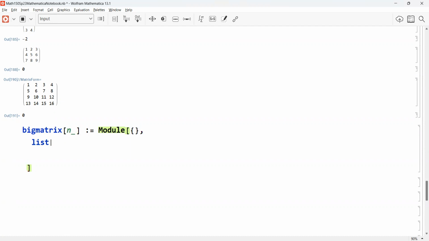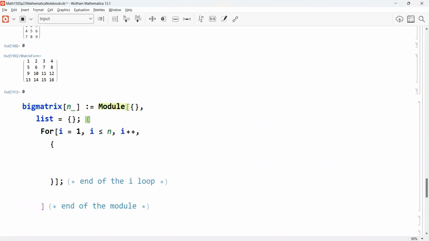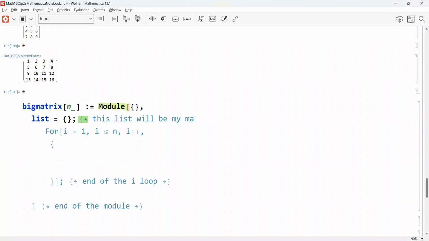And so what I'm going to do is define my list to be empty, and that's going to be my matrix. And I'm going to define, for i equals 1, i less than or equal to n, i plus plus, this is going to be my for loop. And I put those braces, and I'm going to start putting in some comments. End of the i loop. And over here, end of the module. This list will be my matrix. Well, no, we're working on this together. It will be our matrix. All right.